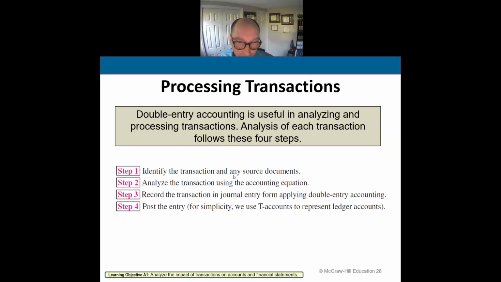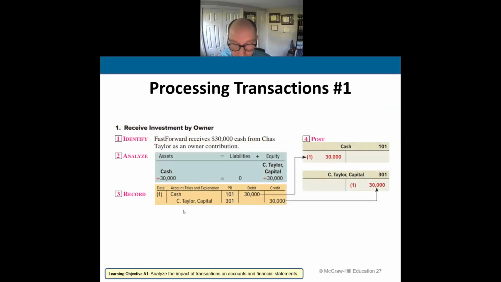So step one, identify the transaction in the source document. Step two, analyze the transaction using the accounting equation we've been doing. Step three, record the transaction in the journal entry using double entry accounting. Remember, there are two accounts, that is double entry. There's a debit account and a credit account. In step four, we post it to the accounts, to the T accounts.